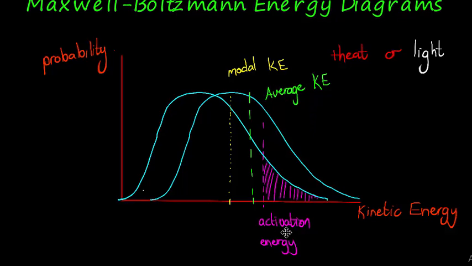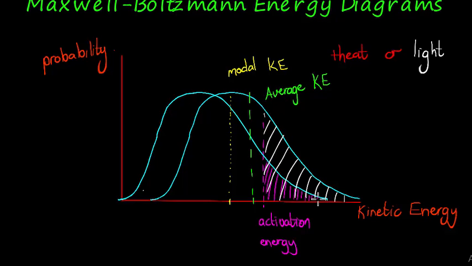So now what I want you to notice is how the area under the graph represents the probability of particles actually having successful collisions. Okay, now look where that area under the graph is. Now this is the area under the graph. Okay, here we go. That's the area under the graph now, and you can see it's now much more.